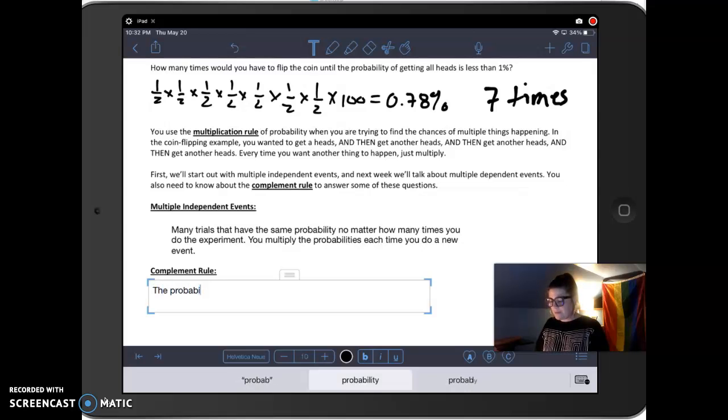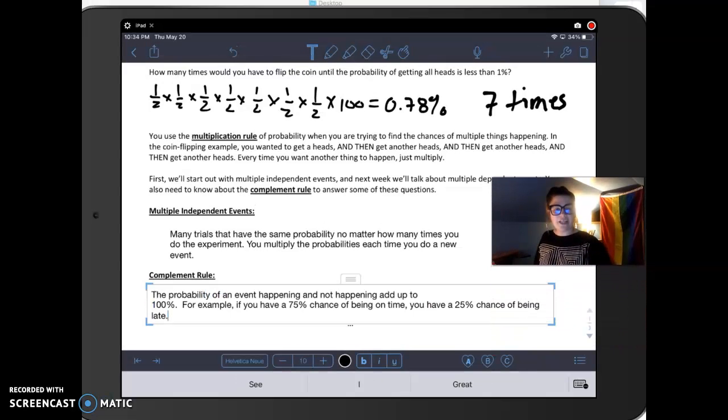So complement means the opposite. So the idea is that the probability of, okay, sorry, I had a little technical difficulty there.